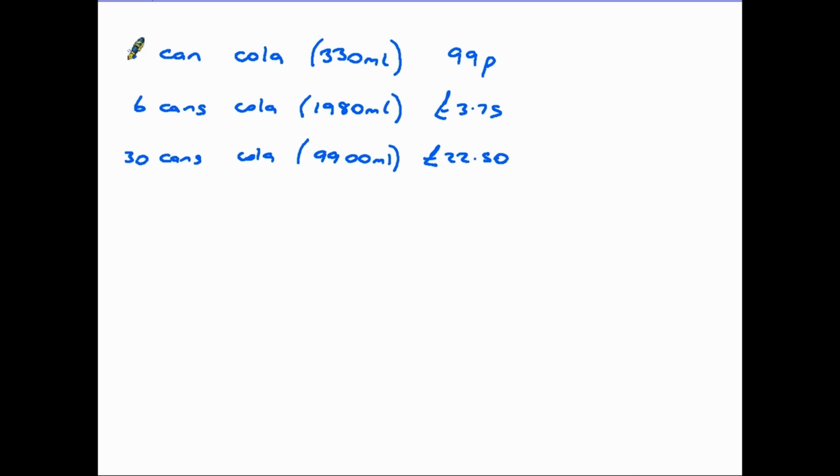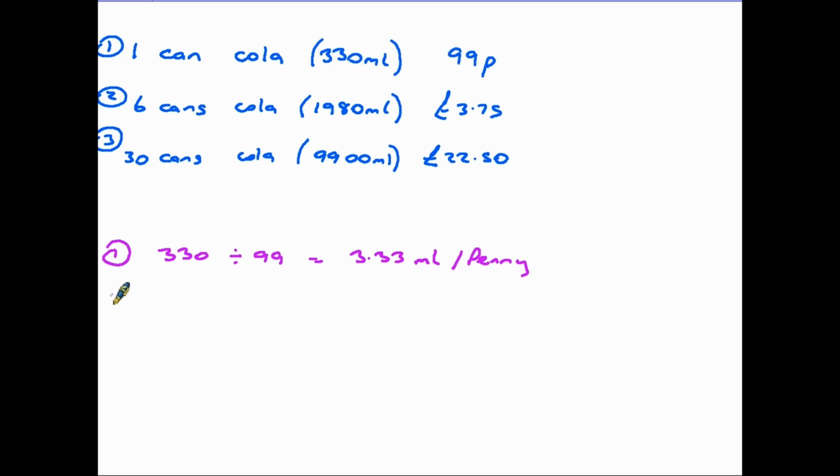So let's figure out the best value. And I'll call them deal 1, deal 2, and deal 3. So, for deal 1, we are going to take the amount, that's 330, and we're going to divide by 99. If we do that, we get the answer of 3.33. Now, this time we're working in millilitres, so it means we are buying 3.33 millilitres for every penny that we spend.